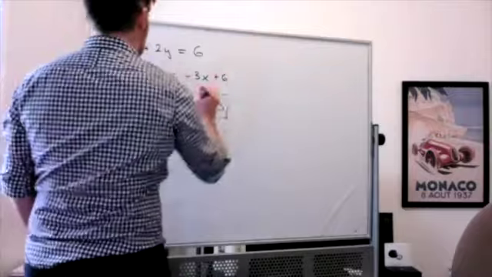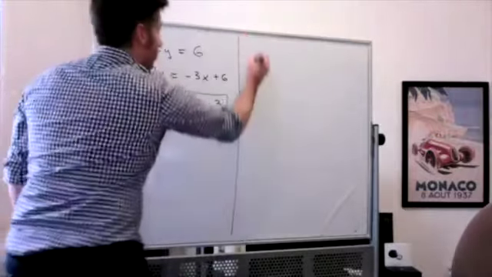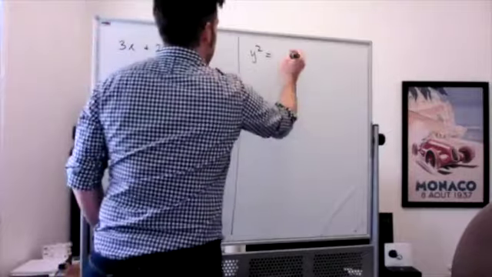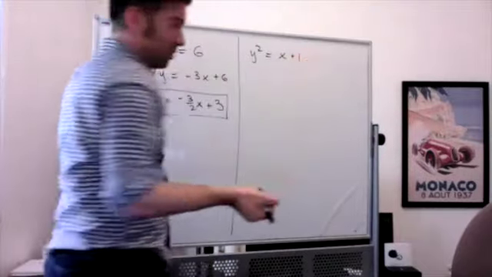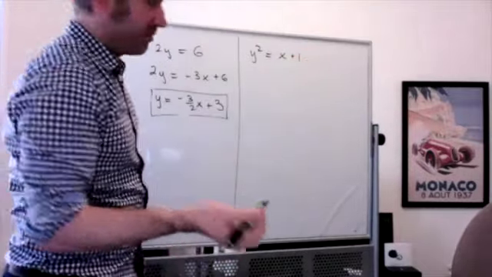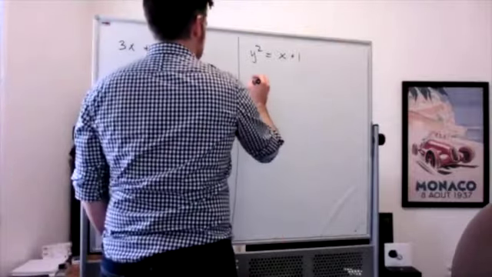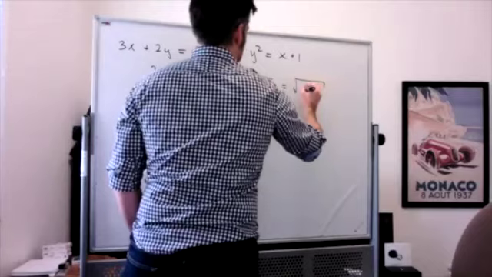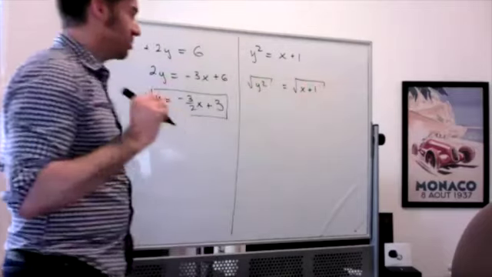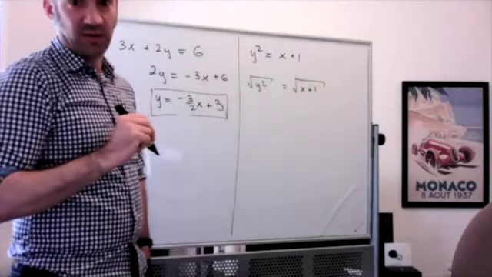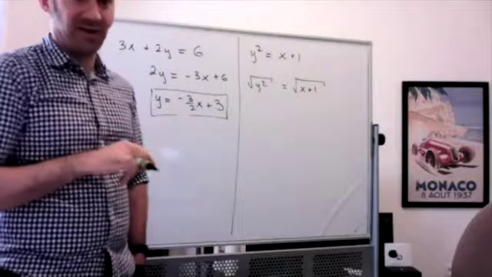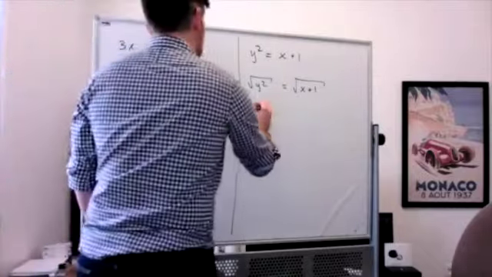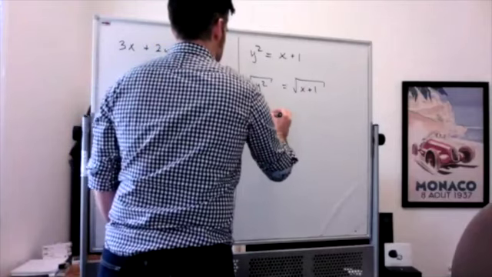The next one is y squared equals x plus 1. The problem with this is that we can try to solve for y, but if we take the square root of both sides, the square root of y squared equals the square root of x plus 1. The problem with the square root of y squared is it's not just y. The square root of y squared is actually the absolute value of y.